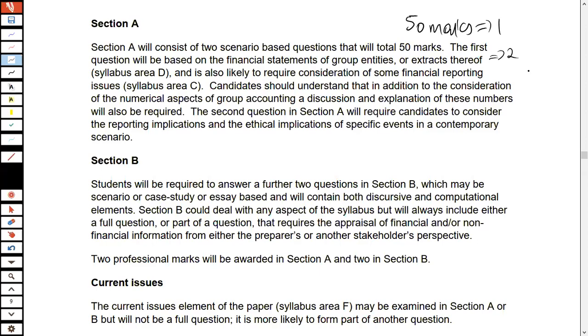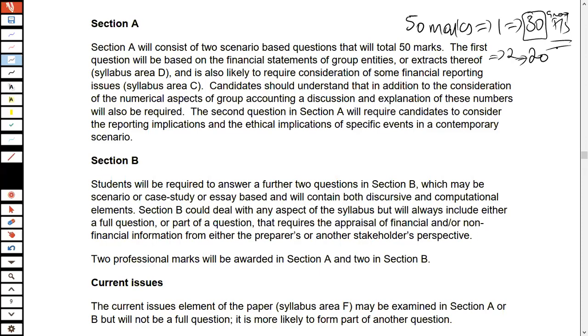From past experience, I'm telling you that one of the questions is of 30 marks and the other question is of 20 marks. That's how it is. This specific question of 30 marks is majorly about the group financial statements, but it also includes other areas of financial reporting that are examined. So question number one is going to be about the group financial statements, but it is also going to include other financial reporting issues.